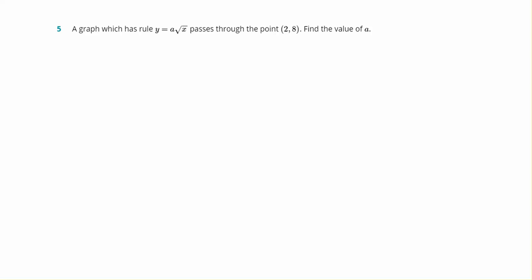Year 11 Methods, we look at question 5 from exercise 4E. They've given us a rule, and we want to find the equation of this graph, which is a root graph, which passes through the point (2, 8). All you need to do is sub it in, because when y equals 8, x equals 2. I want to isolate the a, so all I need to do is divide both sides by root 2.